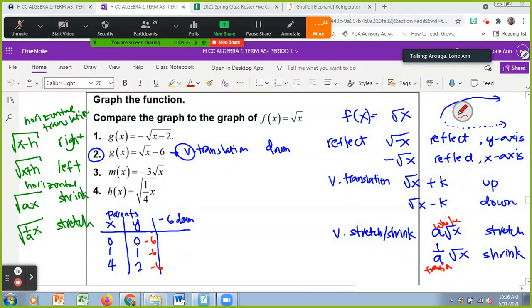So if you subtract 0 minus 6, what's the answer? 0 minus 6 is negative 6. Very good. Next, 1 take away 6.